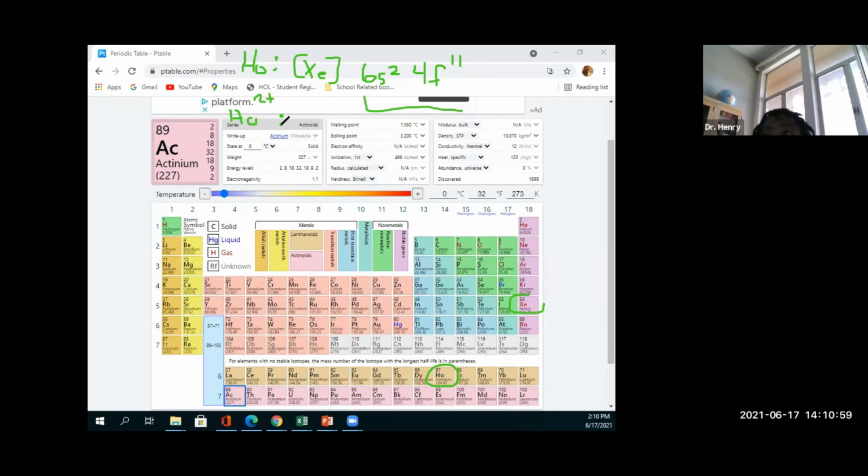Now, who is the furthest? Is it 4f? It is the s. That is correct. 6 is greater than 4. So it's furthest away, right? So this would be Xe 4f11. And we would be taking away from the s. We'll take these 2 away. Okay? So you're always going to take away from the furthest one, or the biggest number. Okay? Are you guys with me? Okay.